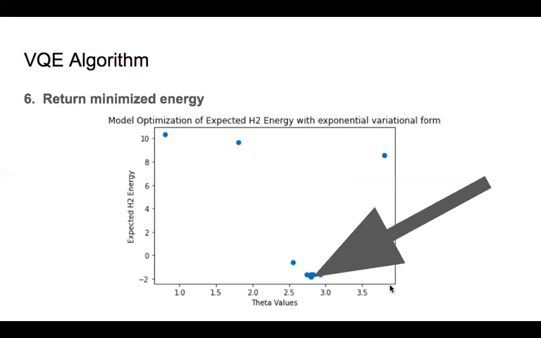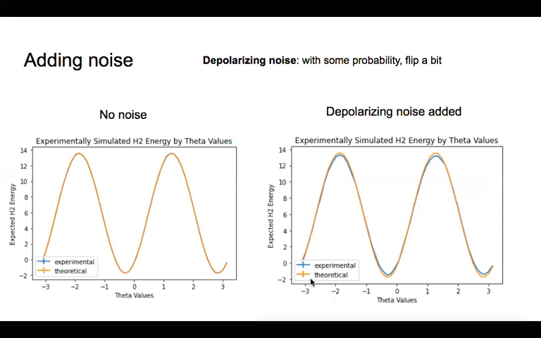Once you've minimized that, you return that, and that would be the ground state binding energy that we approximate. So one of the properties of quantum computers is that they're very noisy, in that when you go to measure a qubit, even if you expect it to be a 1, it might randomly flip and turn into a 0.